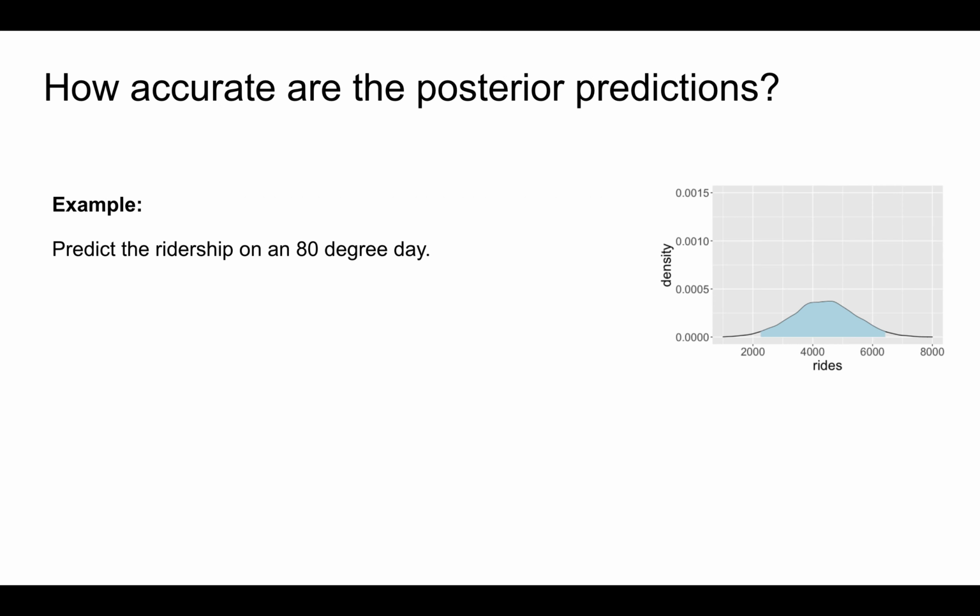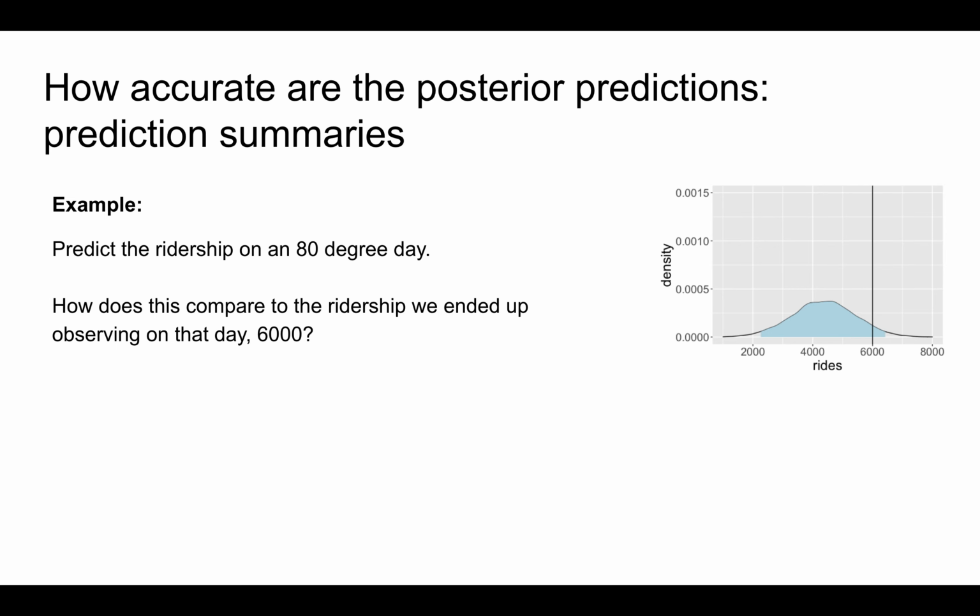Finally, consider our third model evaluation question. How accurate are the posterior predictions? For example, consider the posterior predictive model of ridership for an 80-degree day. It indicates that ridership will most likely be around 4,400 rides, but might range anywhere between, say, 2,000 and 8,000 rides.